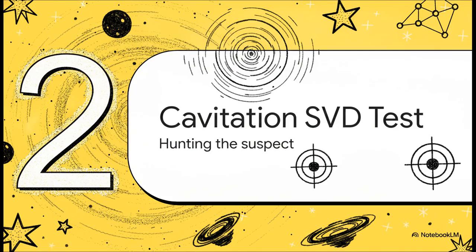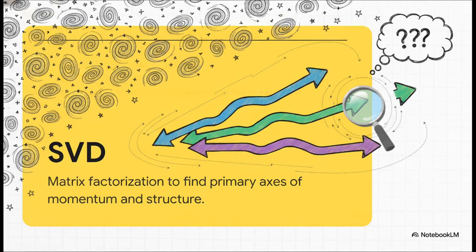Which brings us to Section 2, the cavitation-SVD test. SVD stands for singular value decomposition. It's a pretty heavy-duty mathematical matrix factorization algorithm. But hey, without getting totally bogged down in the algebra, you can just think of SVD as a tool that slices right through the noise of millions of directional vectors. It basically takes the multi-directional momentum field of those 2.6 million galaxies and distills it down to find the primary dominant axes of movement. It's literally asking the data, hey, which way is the most energy actually flowing?